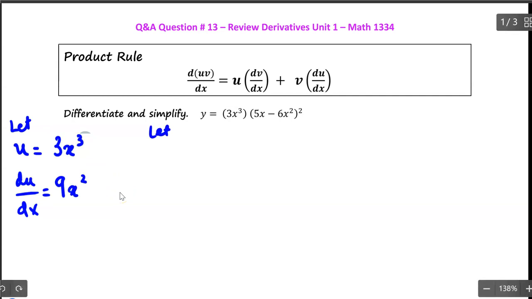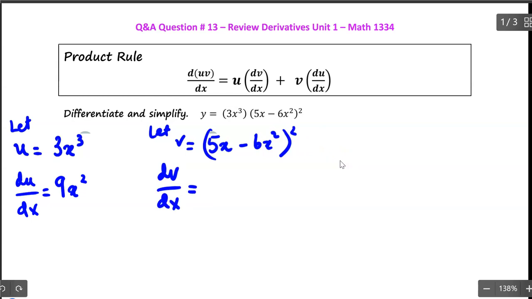Okay, so I'm going to let V equal to 5x subtract 6x squared, all of it raised to the exponent 2. So in this binomial raised to this exponent, what you need to remember is that you are raising a function to a power. So you have U raised to exponent n in this case. So that means you have to apply the chain rule. So the derivative of V with respect to x.